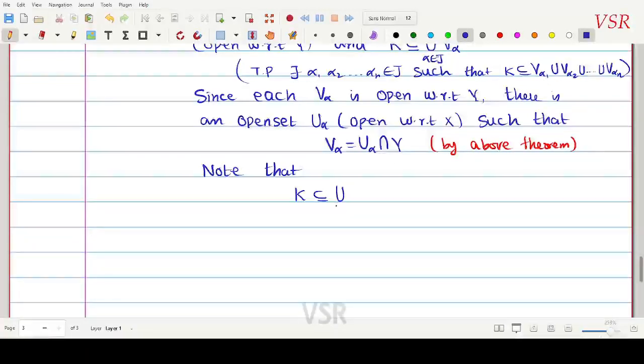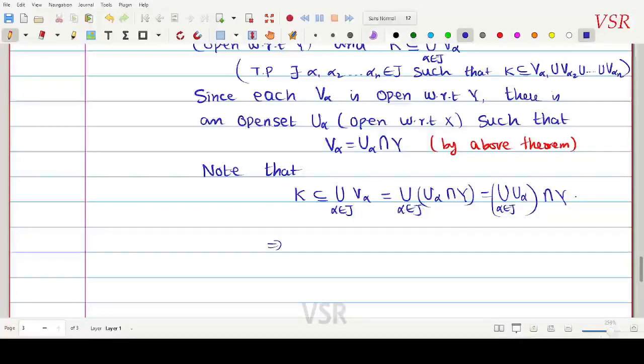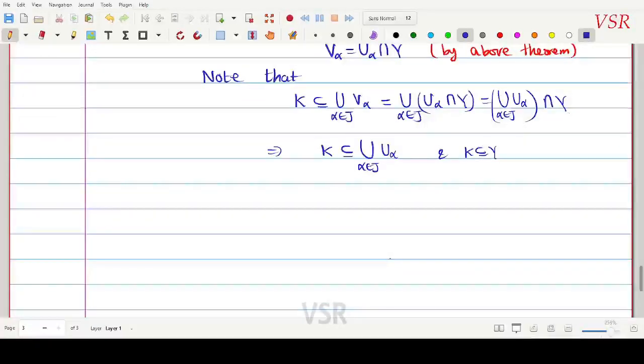Now K is a subset of union of V alpha, alpha belongs to J. That is equal to union of U alpha intersection with Y, which is equal to union of all U alpha, alpha belongs to J, intersection with Y. So this implies that K is a subset of union of all U alpha, alpha belongs to J, and K is a subset of Y, which we already have since it is given.